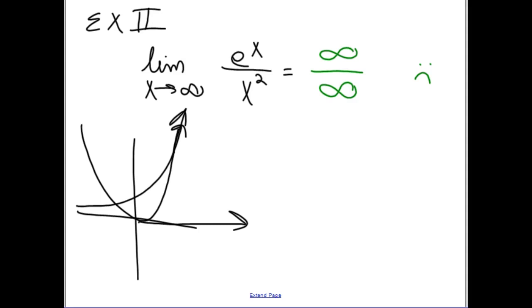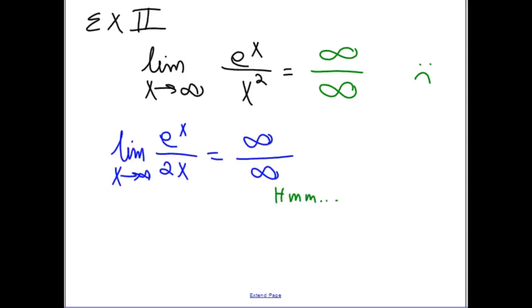Aha! L'Hopital's rule. It's infinity over infinity, which I cannot figure out as it is. So what I'm going to do is take a derivative on the numerator and in the denominator. And then I do the limit again. And I end up with e to the x over 2x.